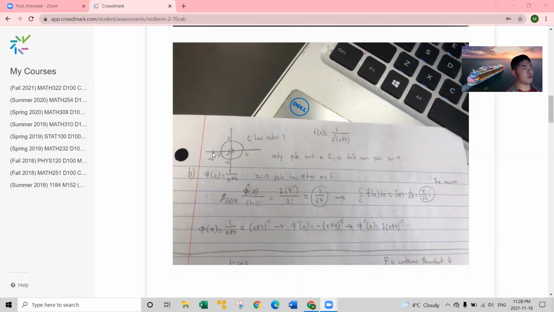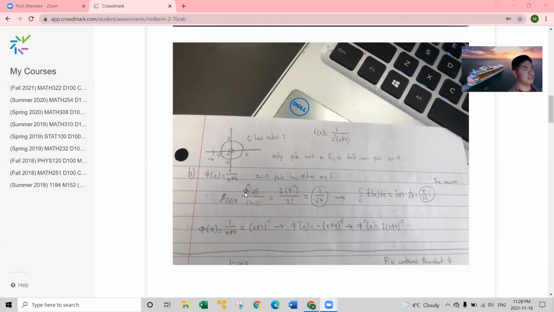We don't care about z equals -4 because z equals -4 is not within this C. So we only care about the pole z equals 0. Now, phi of z is equal to 1 over z plus 4, and z equals 0 is a pole, and it has an order m equals 3. Calculating the residue of this, so m equals 3.